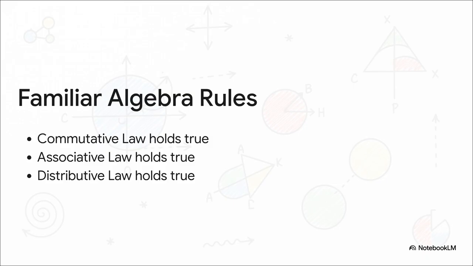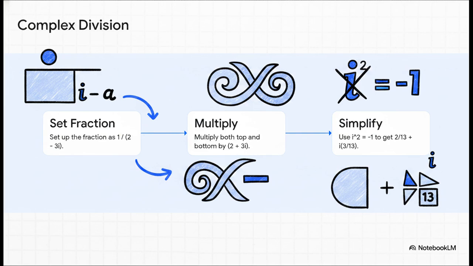The commutative law, the associative law, the distributive law, they all hold completely true. You can add, subtract, and multiply these numbers using the exact same logic you learned in basic algebra. You just group the real parts together, group the imaginary parts together, and keep everything perfectly organized. Now, division is the one operation that looks a little tricky at first glance. But honestly, if you just follow a few logical steps, you can gracefully untangle it.